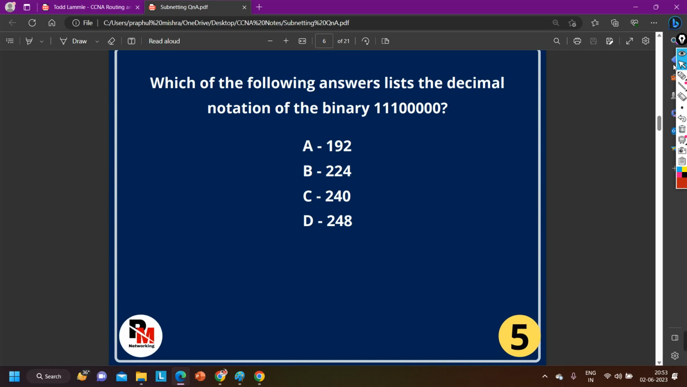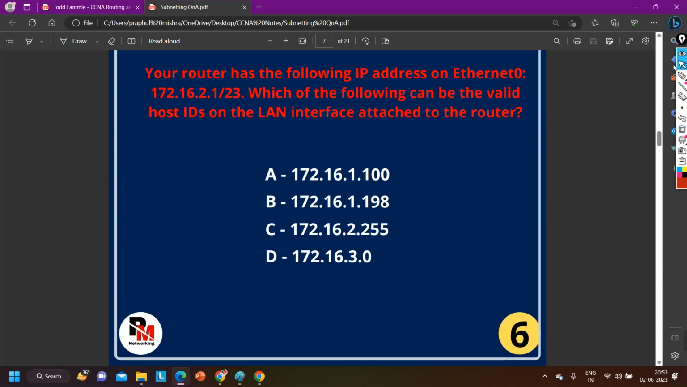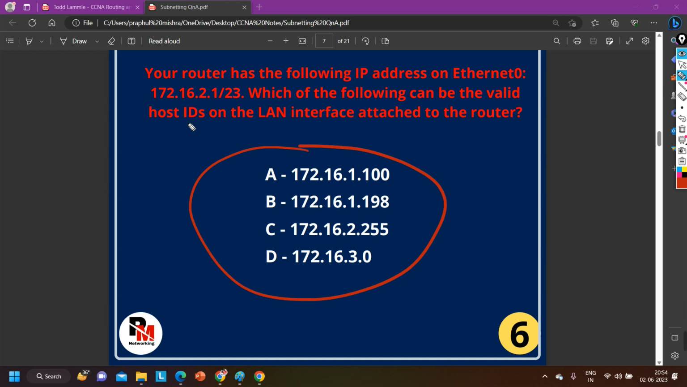This one is also an easy question. Your router has the following IP address on Ethernet 0, that is 172.16.2.1/23. Which of the following can be a valid host ID on the LAN interface attached to the router? Tell me the valid host out of these IP addresses from the network this IP address belongs to. Class B. Yes, this is an IP address of class B.